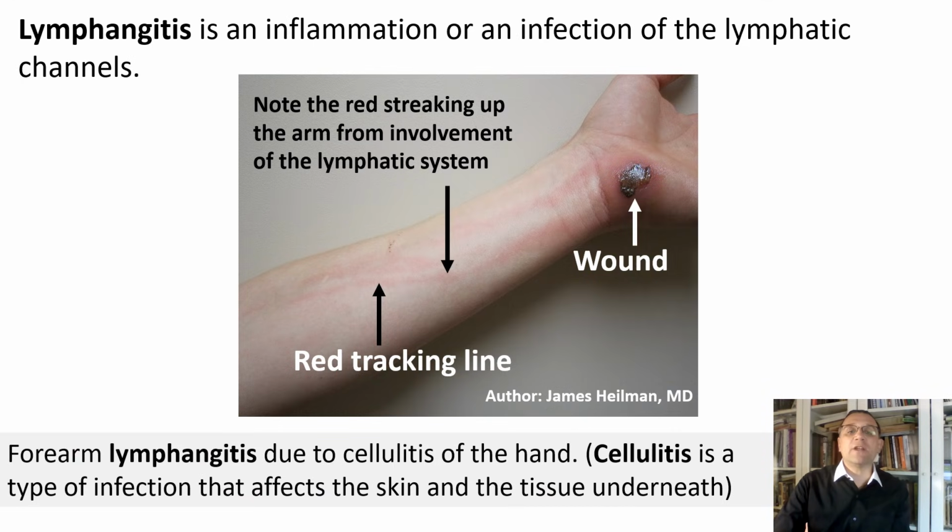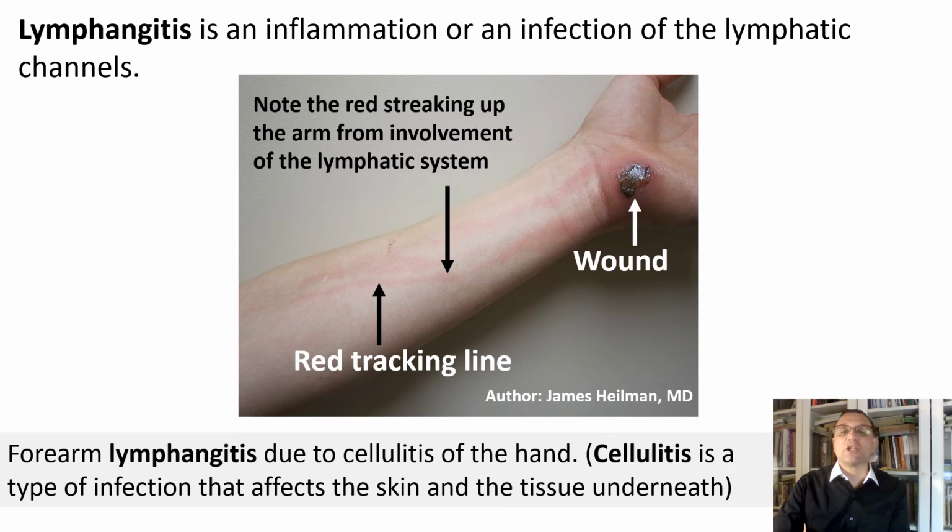Not the red streaking up the arm from involvement of the lymphatic system. If you notice a red tracking line anywhere on your body, arm, torso, neck or legs, or anywhere else, go to the emergency room immediately. This is a very serious condition if not treated right away.